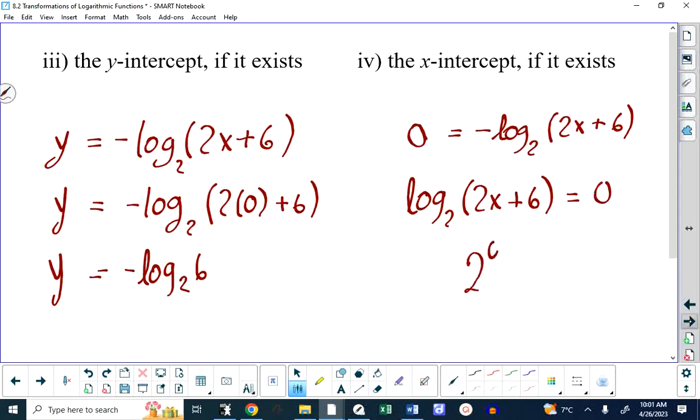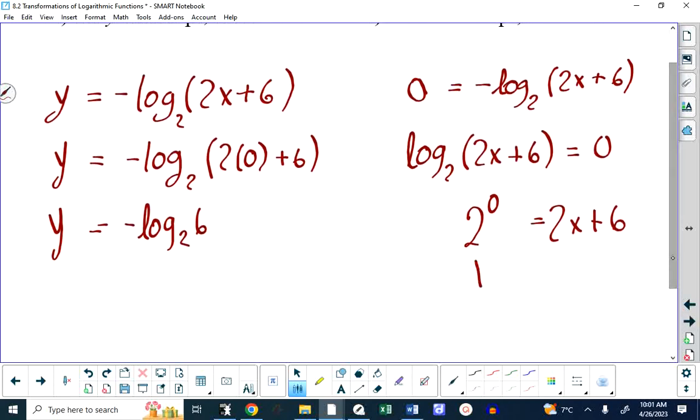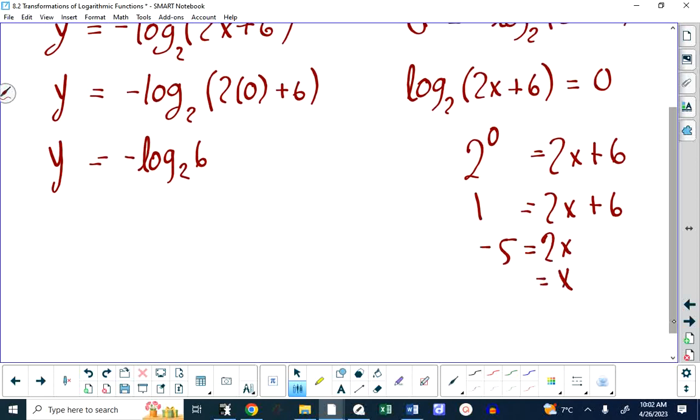Put it in exponential form. 2 to the 0 is 1. Subtract 6 from both sides to get 2x equals -5, which leaves us at x equals -5 over 2. And if you look at your graph, you will see the x-intercept is at -2.5.